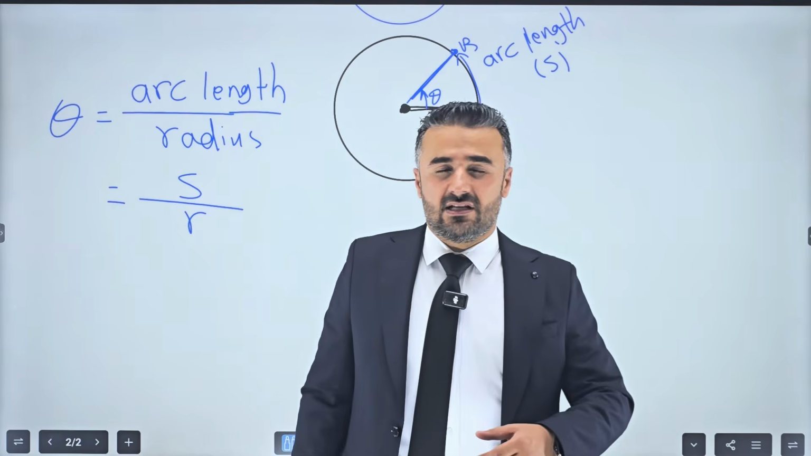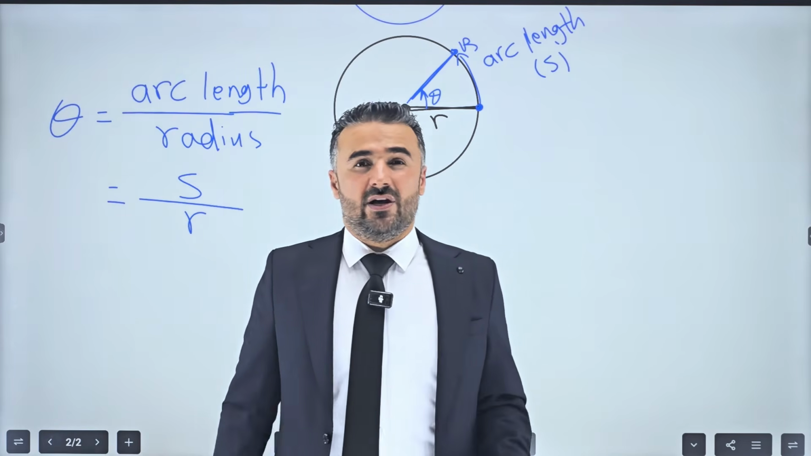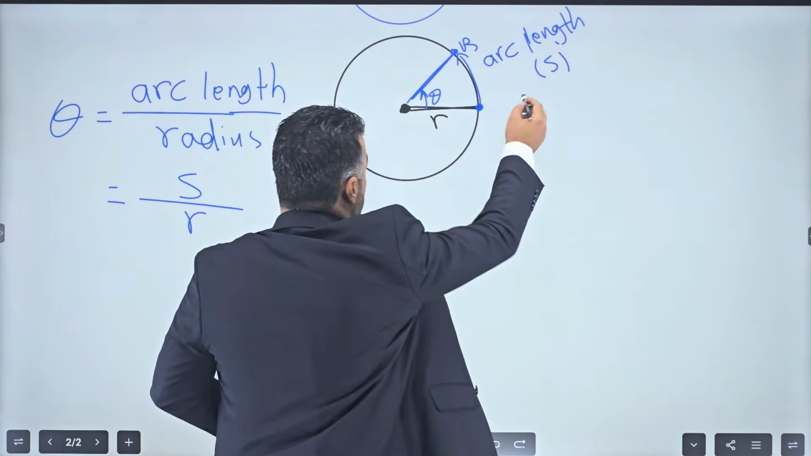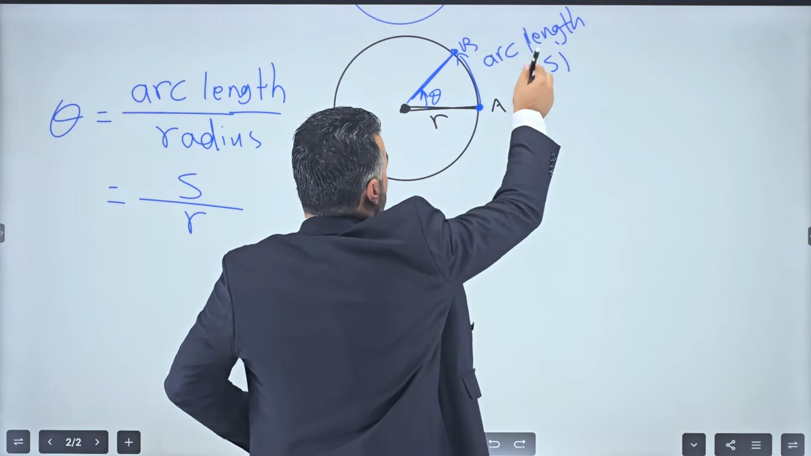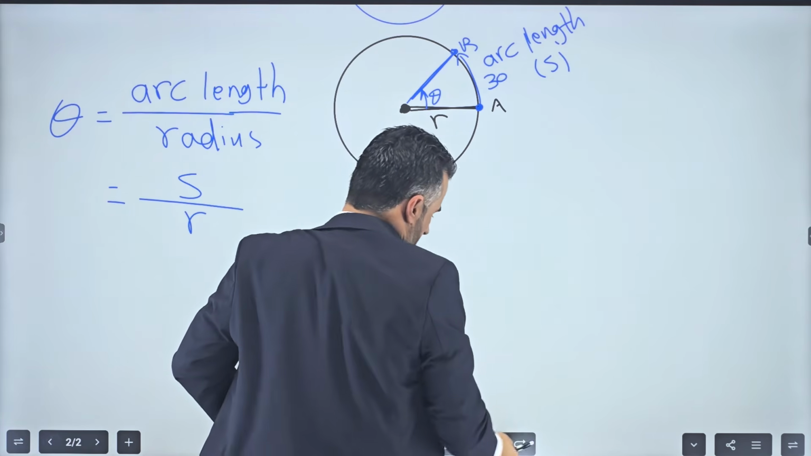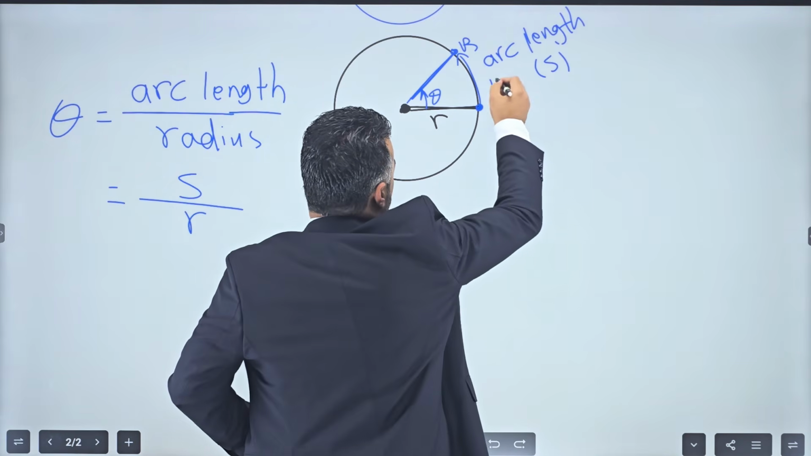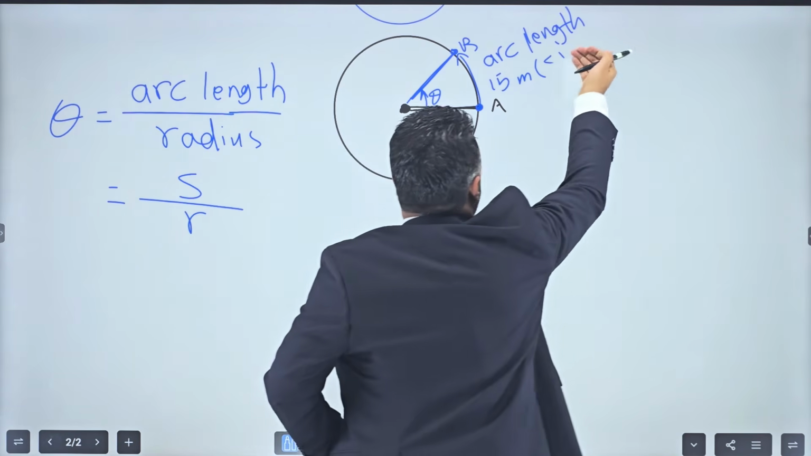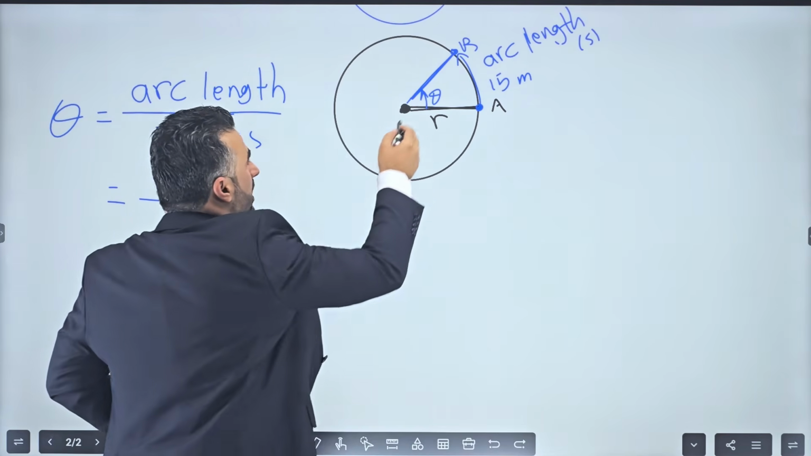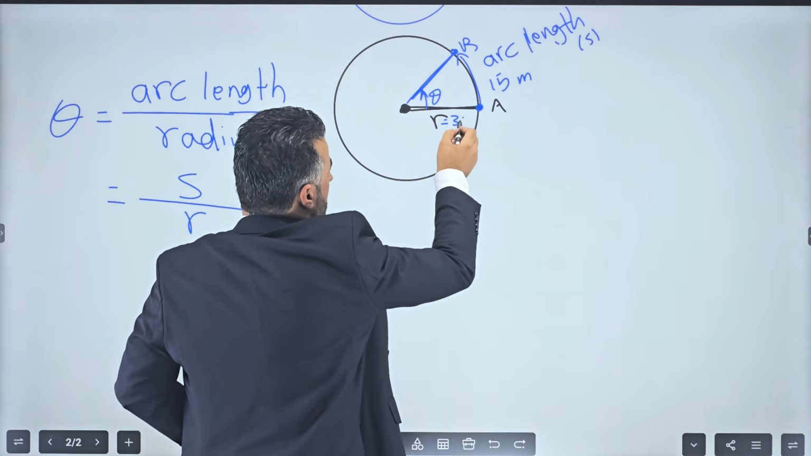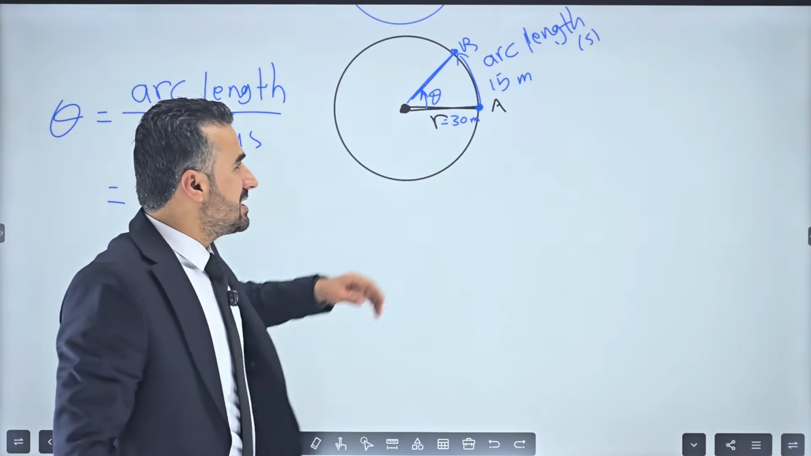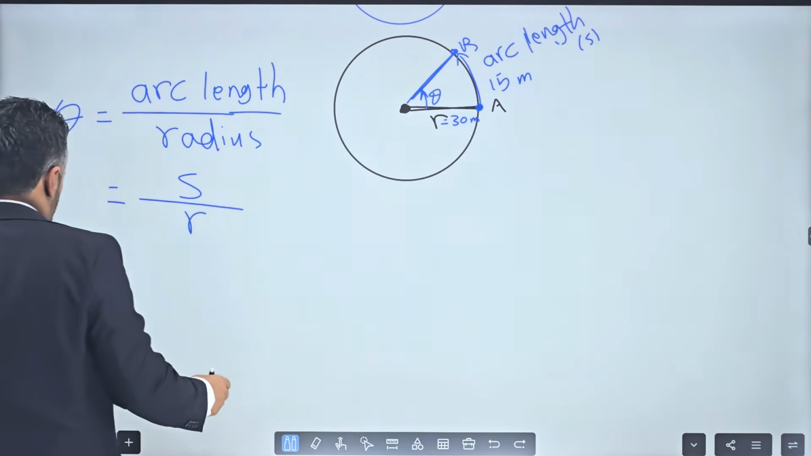Now let me give you an example. This is basically how the angle is measured. Let me give you some numbers and see how it is done. Let's say when an object is going from point A to point B, it travels a distance of, let's just say, 15 meters. Let's lower the numbers here. And the radius of this circle, let's say, is 30 meters. So how do you find this angle that is covered or swept by the object?